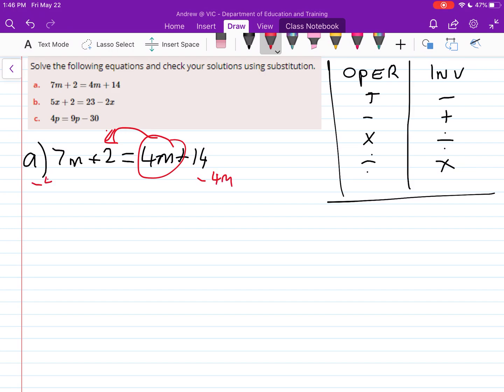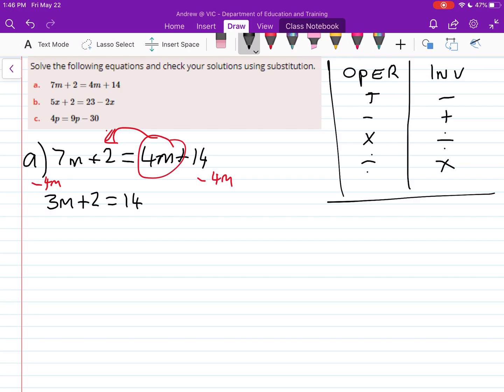Okay, so we're going to have to minus 4m to both sides. So this leaves 7m minus 4m. Okay, so 7 minus 4, collecting like terms, is 3m. So this leaves 3m plus 2 is equal to 14.